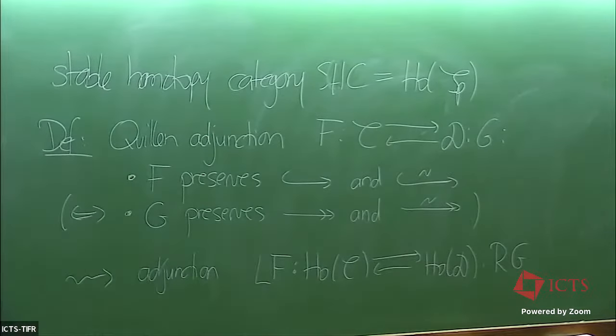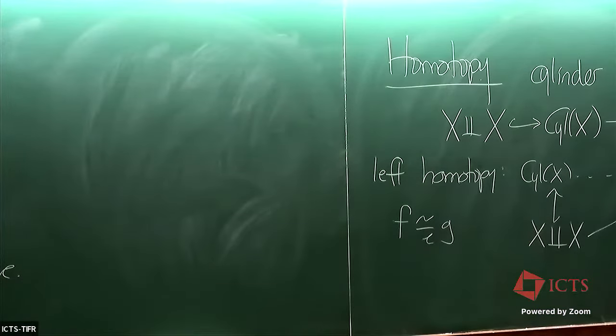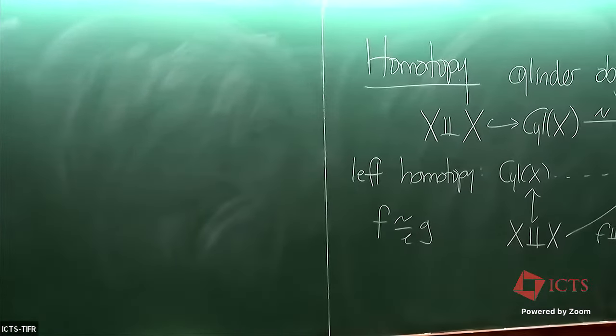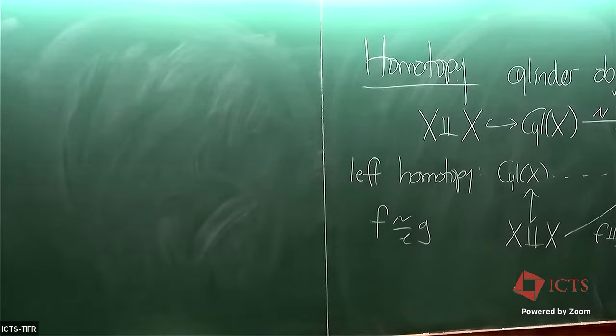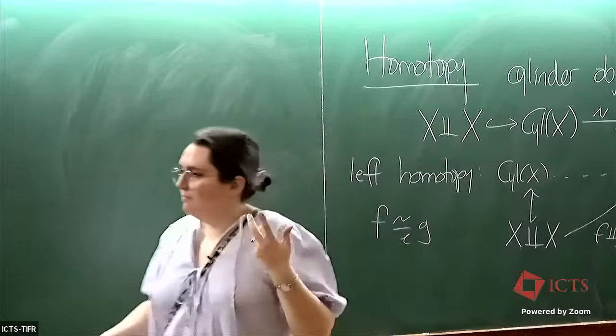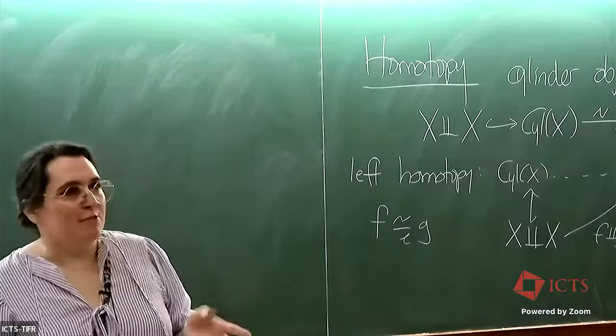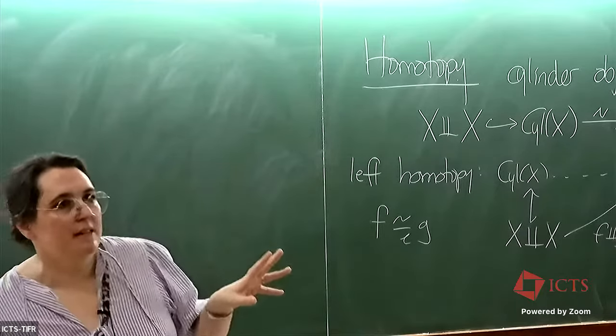Quillen equivalences, well, they are the holy grail of things that one would like to do, because Quillen equivalences do not just induce an equivalence of homotopy categories. They induce equivalences of many, many, many other structures that you can do with model structures that I haven't even talked about yet. So Quillen equivalent model categories have the same homotopy theory.